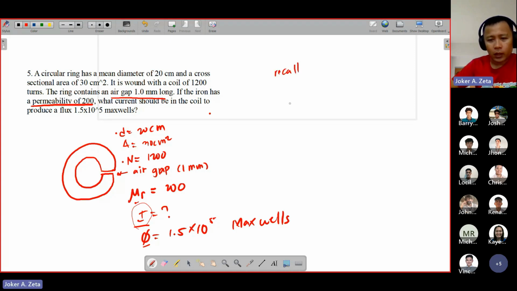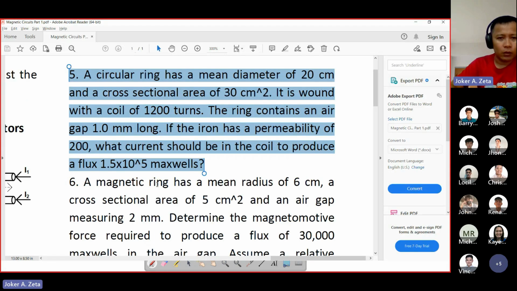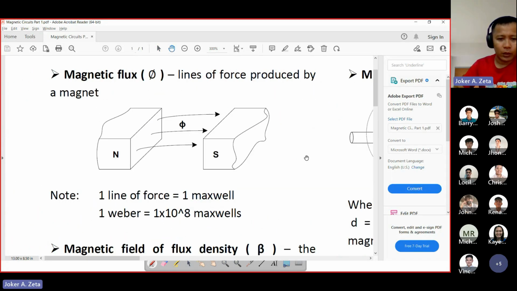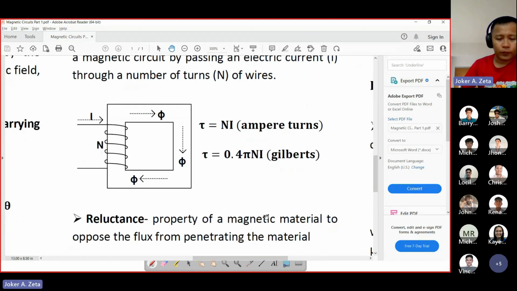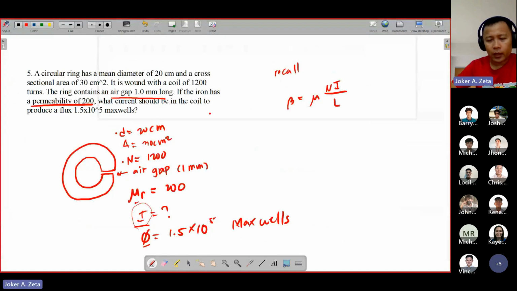Recall, magnetic flux density is equal to mu Ni over the length. Oh, I forgot, is that the length or the diameter? It is the length, because that is for a solenoid that I wrote. So you have Ni over length. We have the length, we have N, and I is in question, which we need to solve.